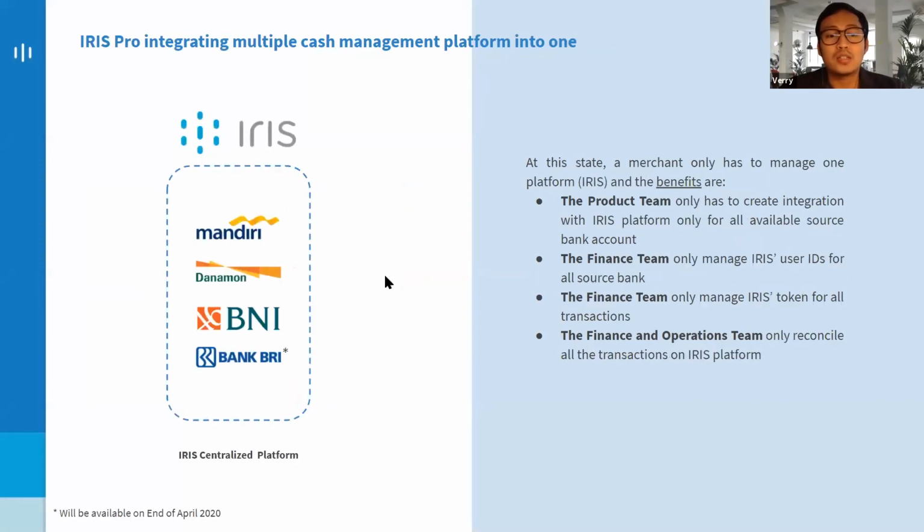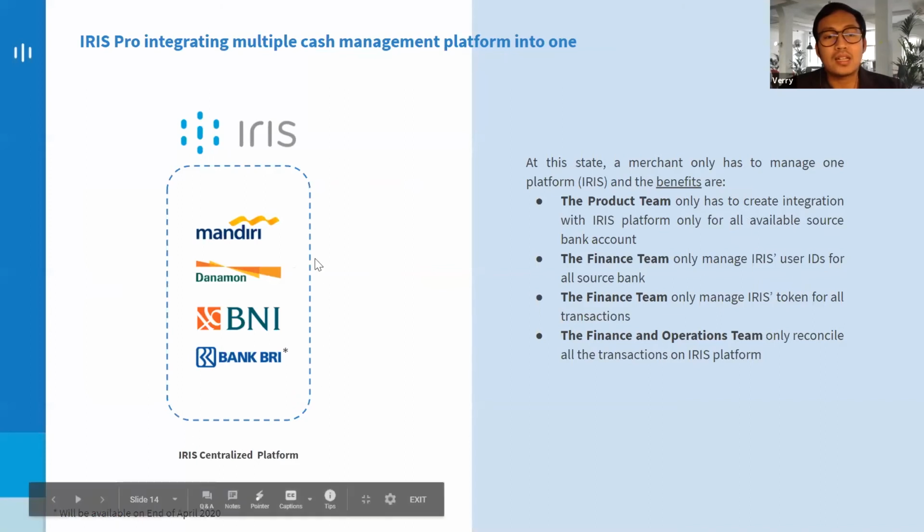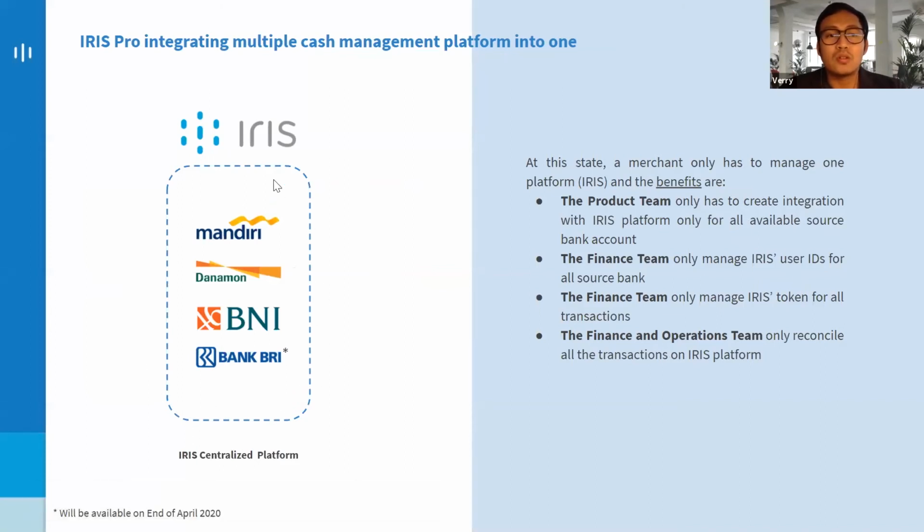So basically, Iris Pro is a centralized platform that will aggregate all the different cash management platforms into the Iris platform, right? So what does that mean? If you have multiple cash management platforms for your company in different banks, by connecting to Iris, you can control all these different cash management platforms through the Iris dashboard, right?